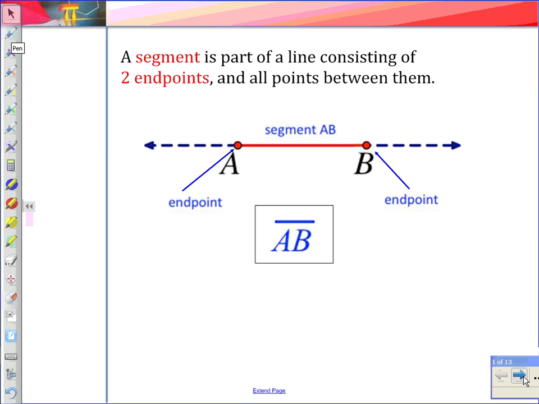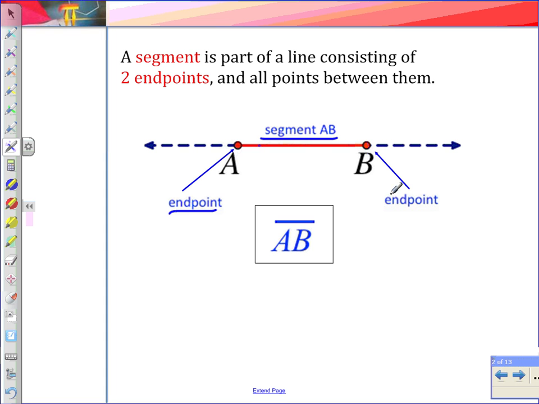So let's get started. First, let's talk about some notation here. When we talk about a segment, we're talking about a part of the line. And it's the part of the line that consists of 2 endpoints and then all of the points in between them. So we really have endpoint A over here, we have endpoint B over here, and really all of the other infinitely many points that there are in between them, those are points on the segment as well. So we call this segment AB.